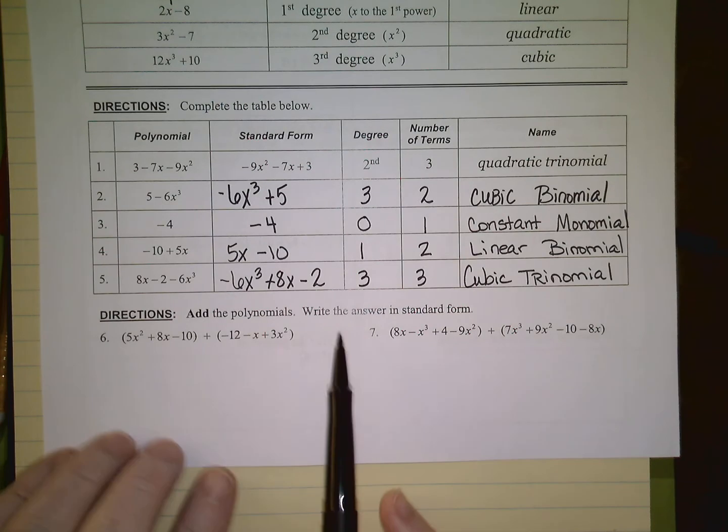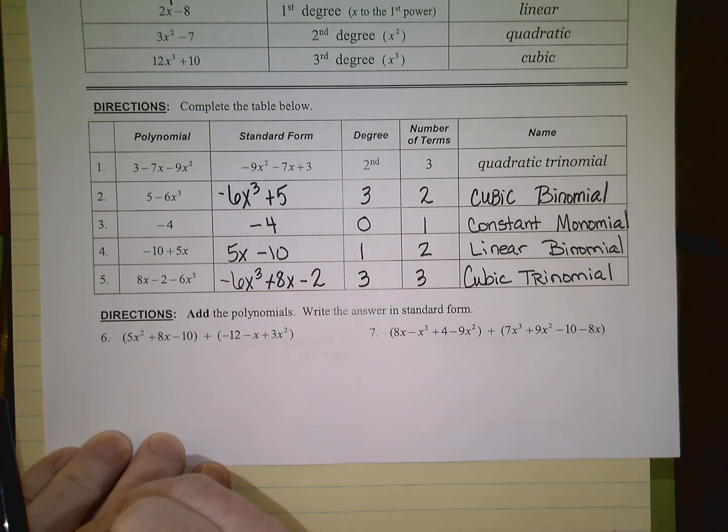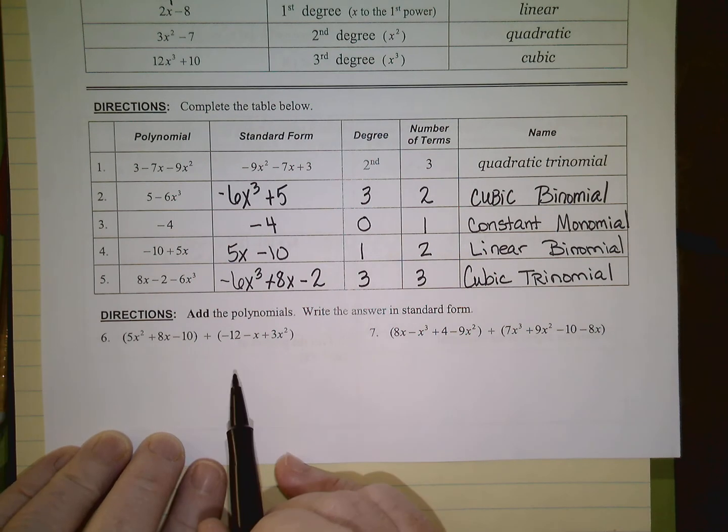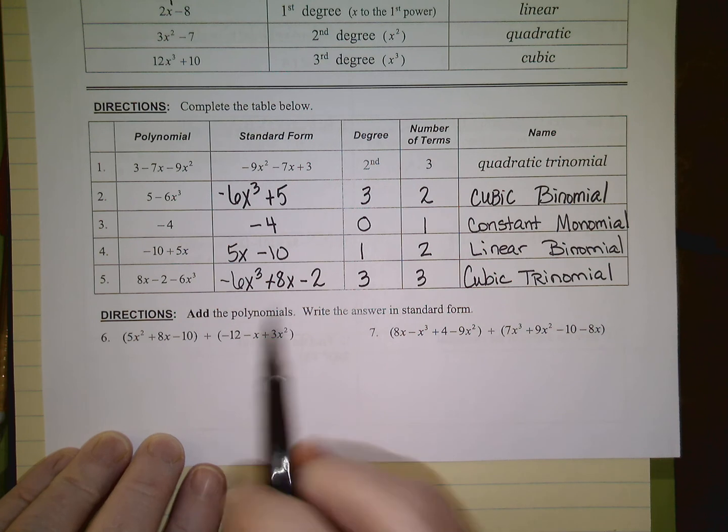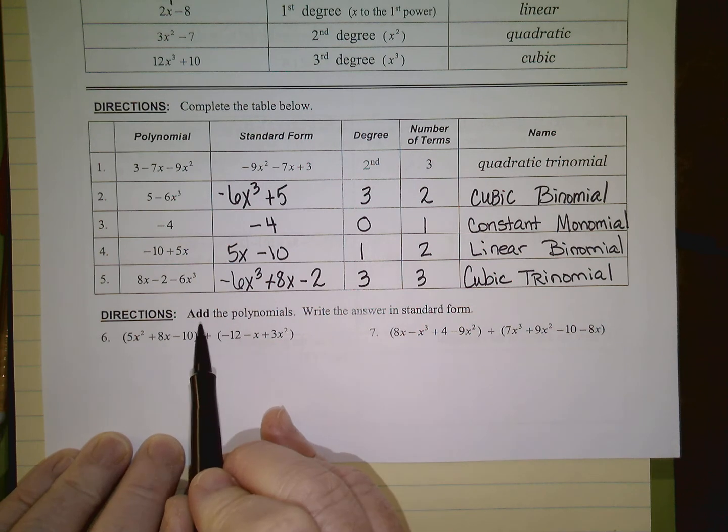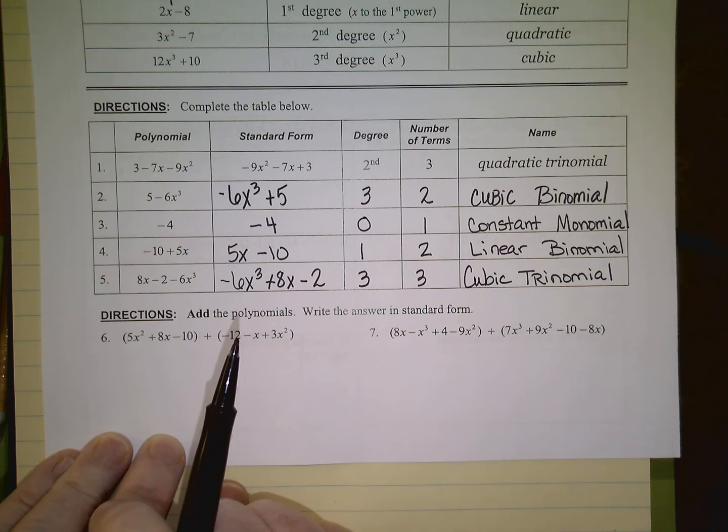Today, what are we learning today? Today we're learning to add and subtract polynomials. So we have some examples here. You're going to find that this is very similar to what we did yesterday, especially the ones that say add, because when you're adding, nothing changes about the signs. They stay exactly the same.